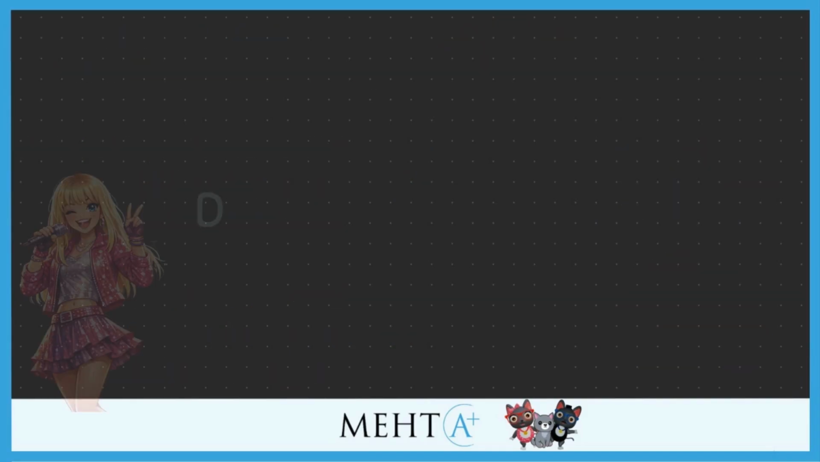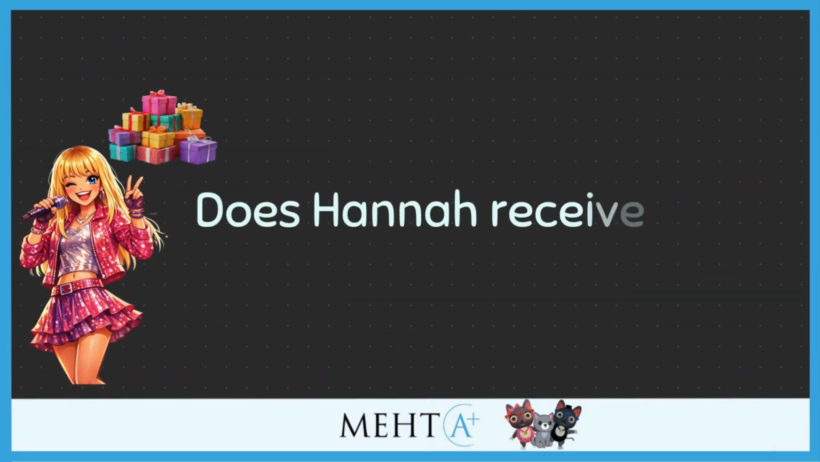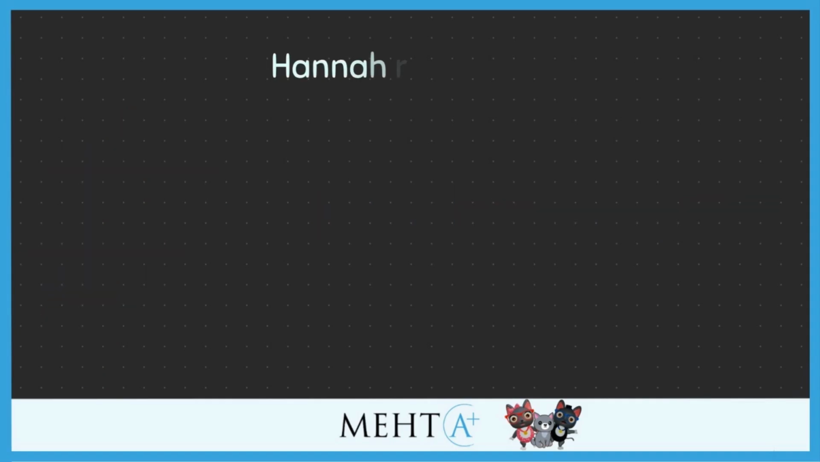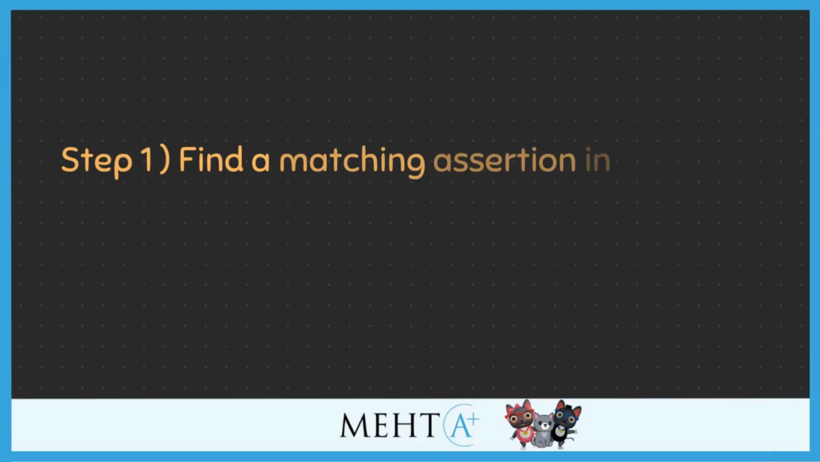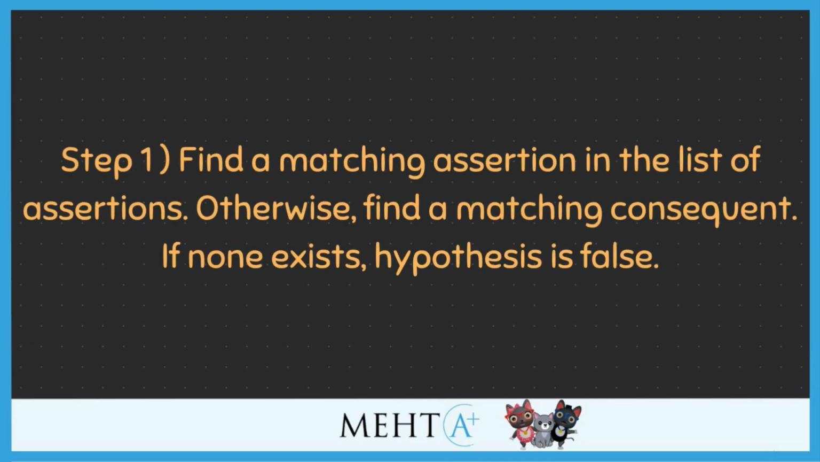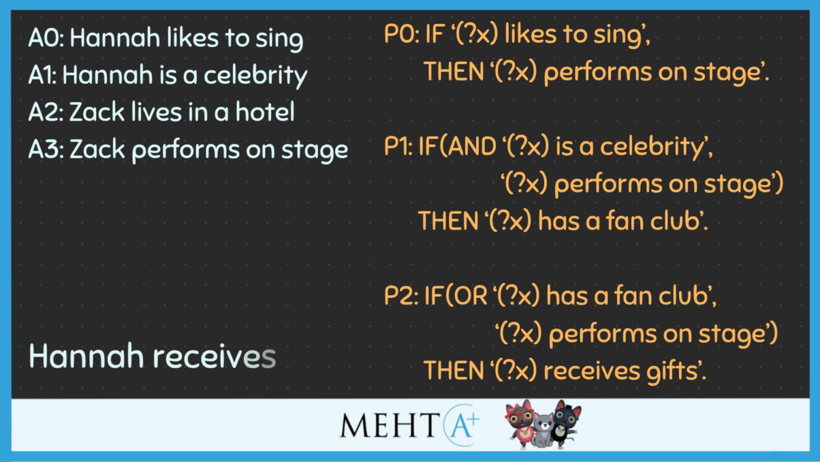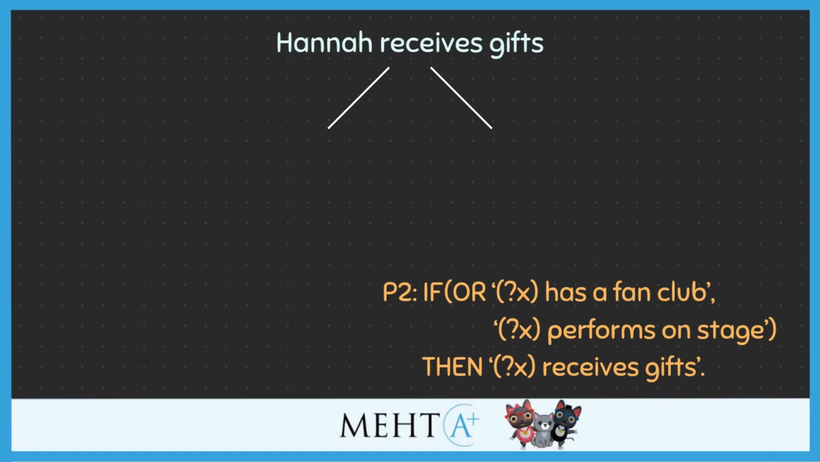Now, what if I ask you, does Hannah receive gifts? Here's how you'd use backward chaining to answer this question. First, let's write it as a statement. Hannah receives gifts. Now, according to step 1 of backward chaining, we check if this statement is one of our assertions. It's not, so we're going to find a matching consequent. Looks like P2 matches, so now let's draw an OR.